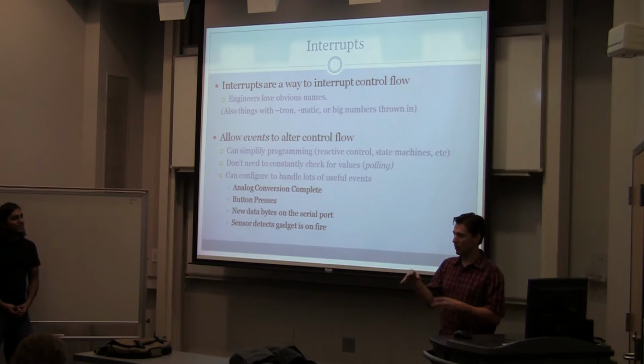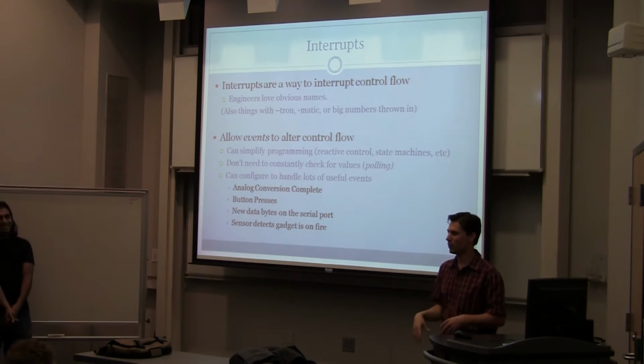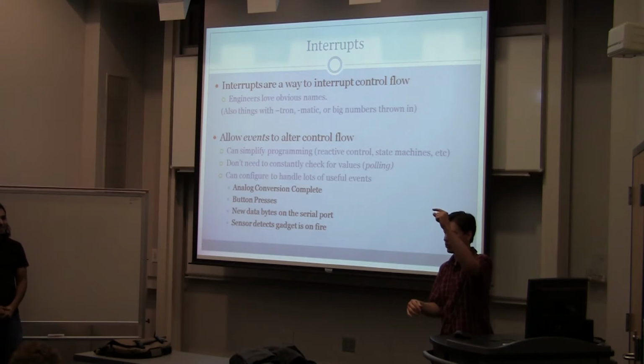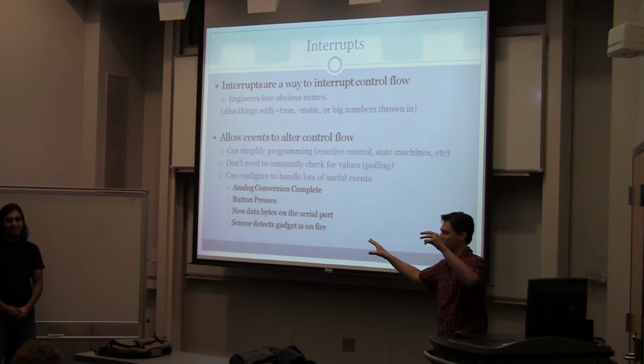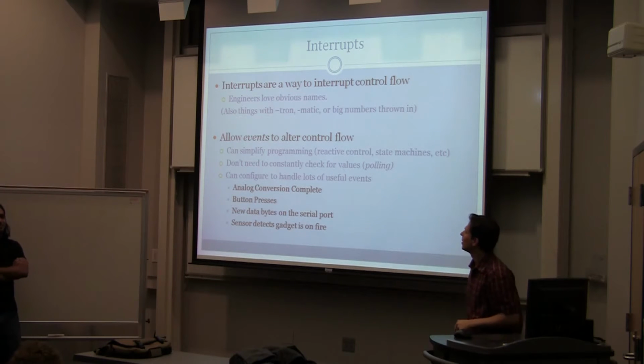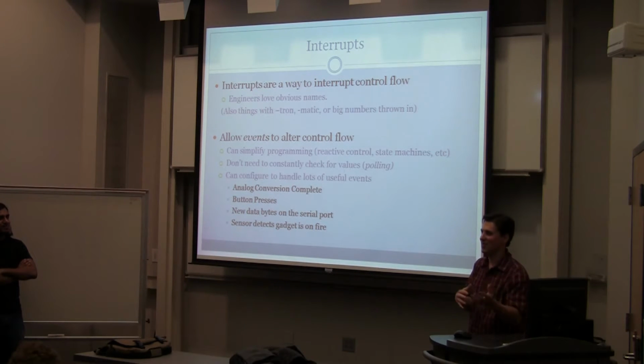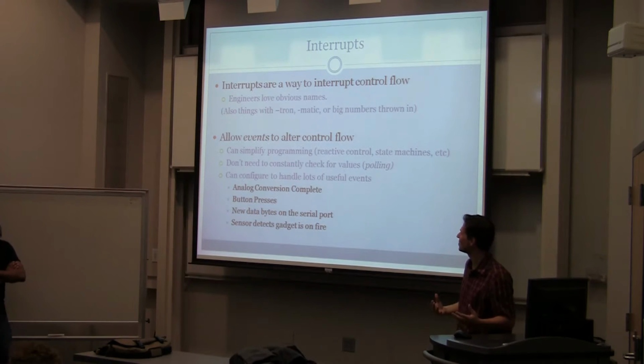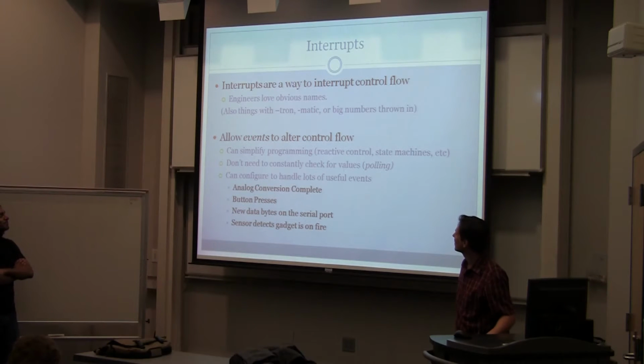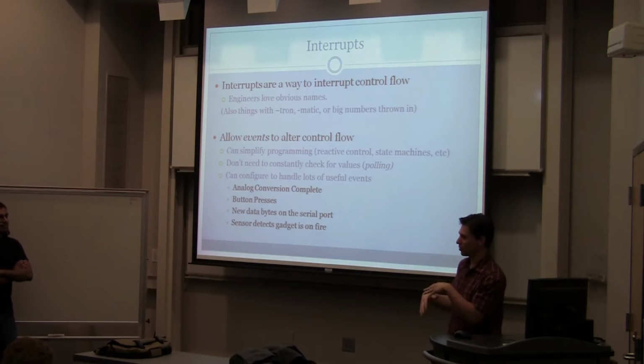Okay, so interrupts are a way to interrupt the control flow. Instead of having the program counter just go chug, chug, chug, chug, chug, suddenly the program counter goes over here because it's thrown an interrupt. So yeah, obviously engineers love obvious names, so interrupt, it interrupts. So it allows certain events to alter the control flow, which can simplify your programming a lot.